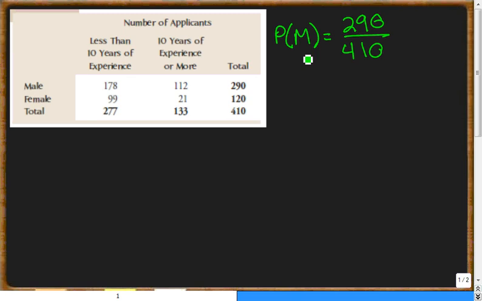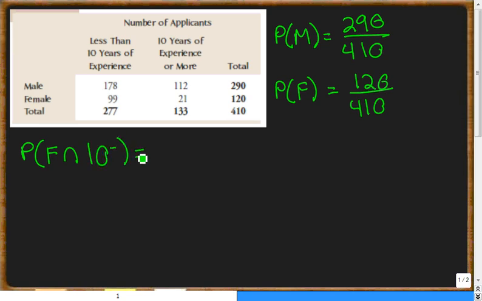And then we would say the probability of a female would be 120 over 410, because we have 120 females and we have 410 total people. We could also look up different things like the probability of a female and less than 10 years experience. That is going to be 99 over 410, because we're still talking about the whole population. So you can go through and estimate these probabilities with numbers that already exist.